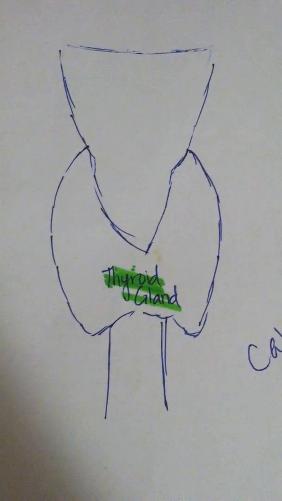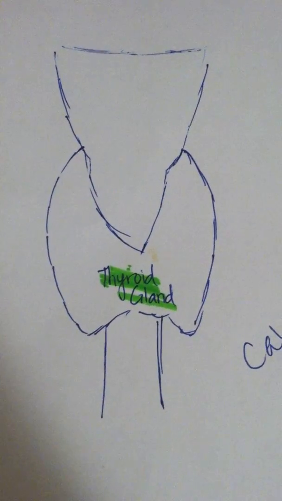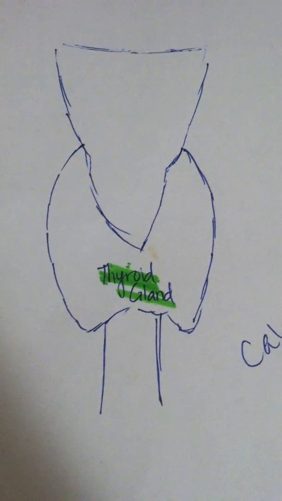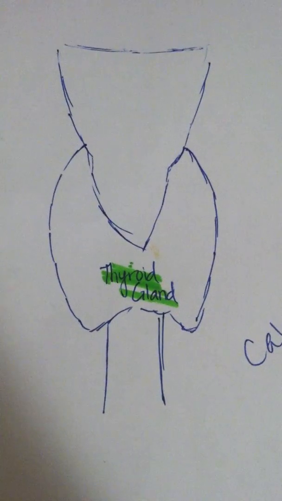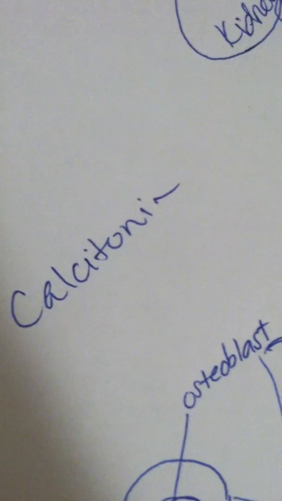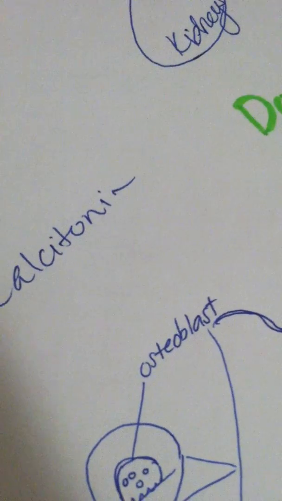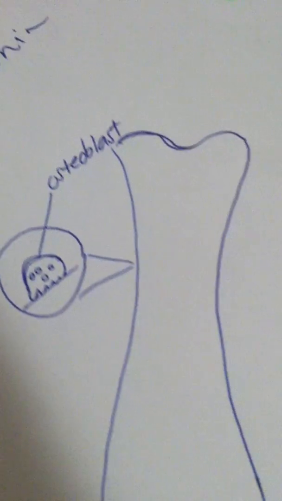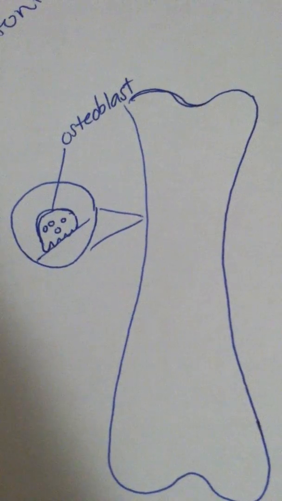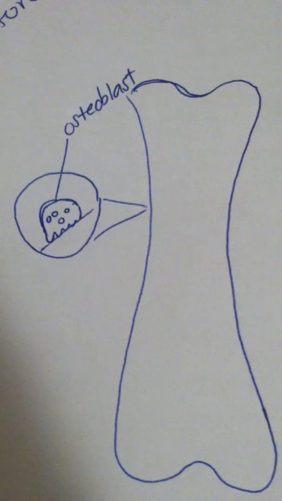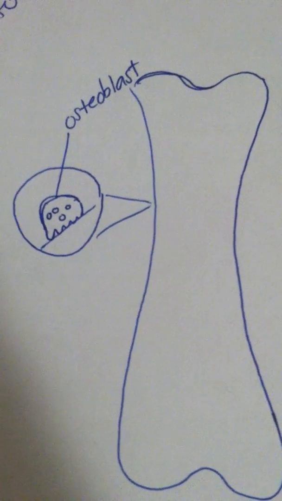So in response to too much calcium in the blood, the parafollicular cells, or the C cells of the thyroid, secrete calcitonin, which is a hormone, and the calcitonin signals the osteoblasts to store the calcium in the bone matrix, and osteoblasts are stimulated by RANKL.